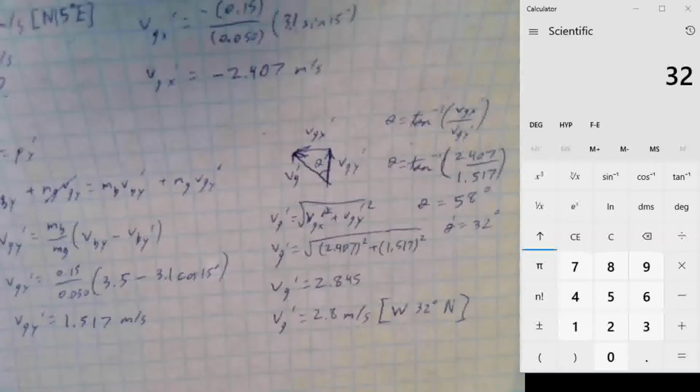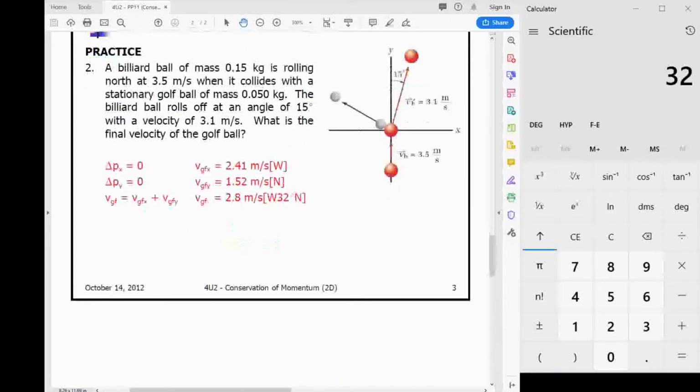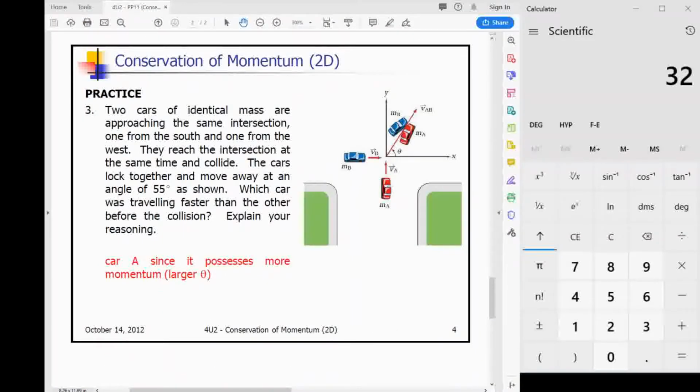So let me go back. I'm going to do one more problem in this lecture. And this one's actually one we can just kind of talk about. So here we have two cars. They have an identical mass. They're approaching the same intersection. One comes from the south, one comes from the west. So the one from the south is going north, one from the west is going east. It says they lock together and they move away at an angle of 55 degrees. So which car was traveling faster than the other before the collision?